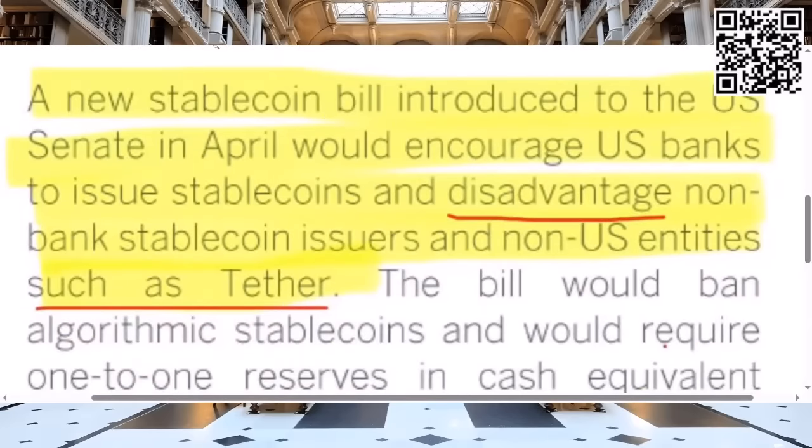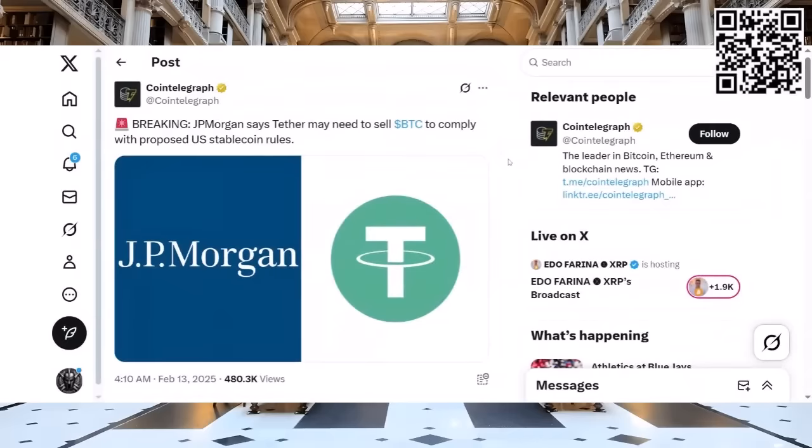Next thing we're going to pull up is also this from Smoke. And of course, it's a citation, because what you see here is what happened then. It was breaking back in February, not breaking now, but JPMorgan says Tether may need to sell BTC to comply with proposed U.S. stablecoin rules. Is this the next big, massive dump that's going to happen when everything's kind of going bullish? I don't know, but this has been a threat that's been looming for quite some time for all of us who are paying close attention to it all.